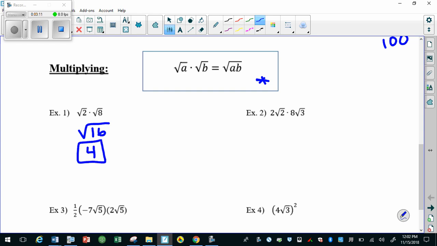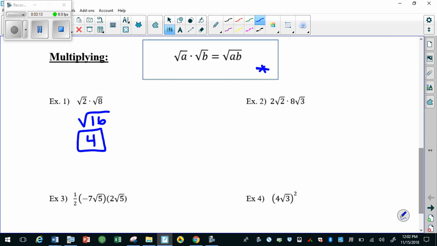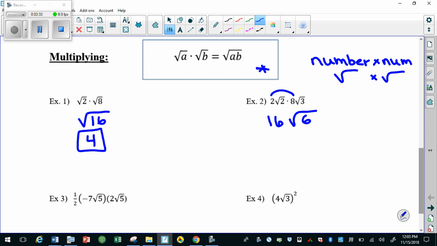Okay, let's try some that are a little bit harder. 2 radical 2 times 8 radical 3. So now you've got some numbers in front of the radicals. And the way you do that, you think number times number, radical times radical. Okay, so we're going to do 2 times 8, that's 16. And then radical 2 times radical 3 is radical 6.